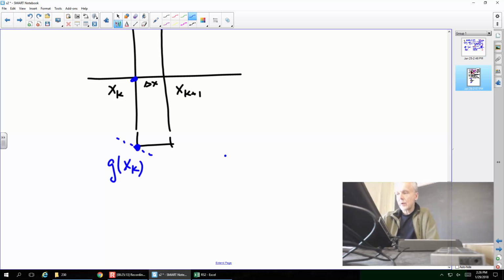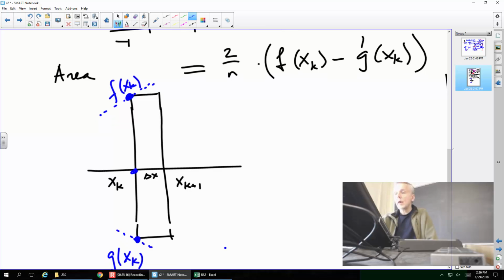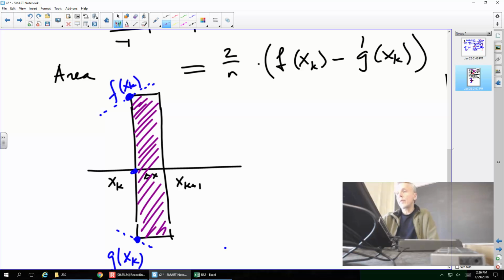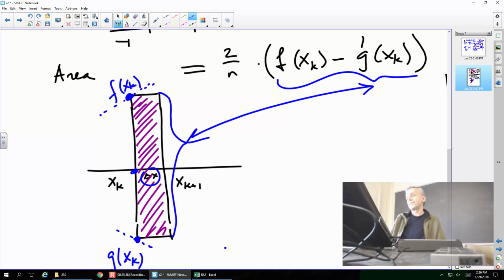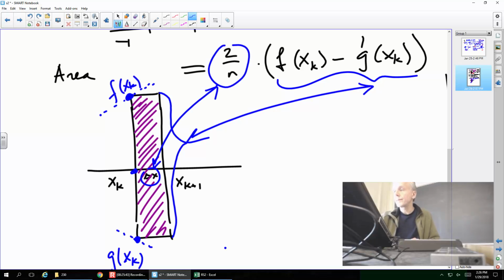Once again, there's a graph here somewhere. It doesn't matter. It's all an approximation. And once again, we're facing this area that we need to compute. This continues to be delta x, as you can see over here, and the height is this expression. So 2 over n, delta x, is the width, and that expression is the height of that rectangle.